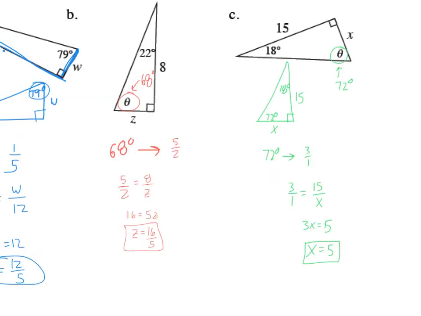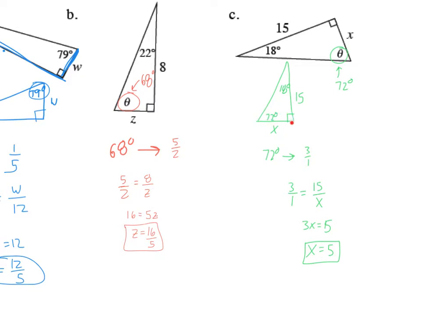Looking at these last two triangles, hopefully you're able to determine that theta in part B would be 68 degrees. And so I could set up a ratio: 68 degrees I know has a ratio of 5 over 2. That was from our trig table. You could reference that. So I set 5 over 2 equal to 8 over z and solve, and I got 16 over 5. In letter C, I reoriented my triangle to make it look more like something I'm familiar with.